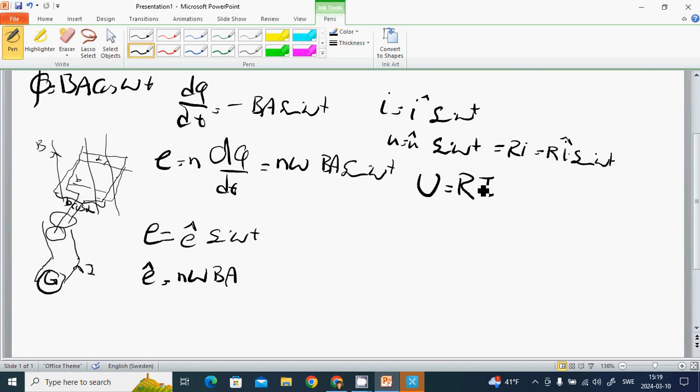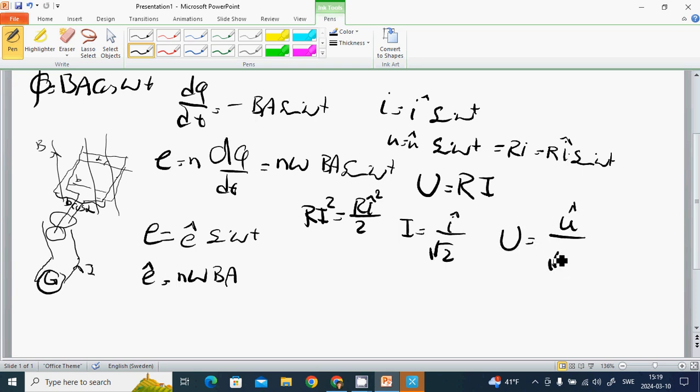The effective values is Ri2 equals to Ri hat 2 divided by 2, and I equals to I hat divided by 2 squared, and U also is U hat divided by 2 squared.